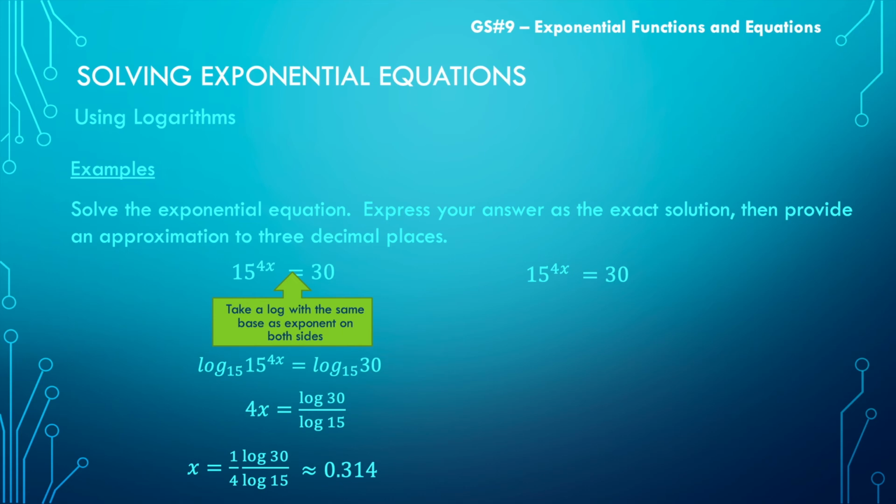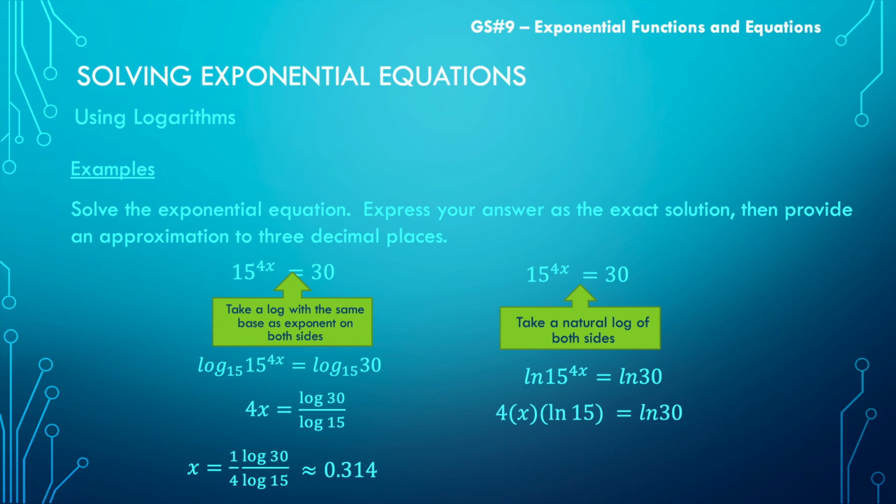So remember that technique would be taking a natural log of both sides of the equation. So we would have here ln of 15 to the 4x is equal to ln of 30. And then we're going to shift this exponent by using the power rule and treat it like a coefficient to this ln of 15. So we would have 4 times x times ln of 15 is equal to ln of 30.